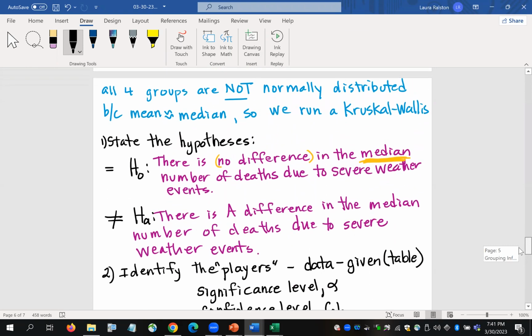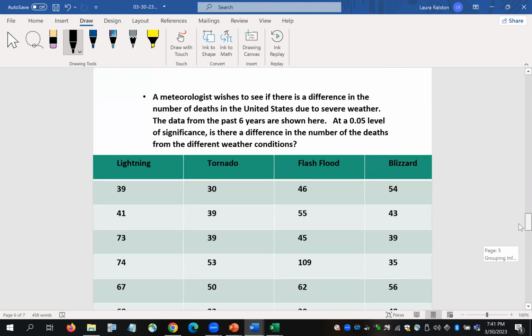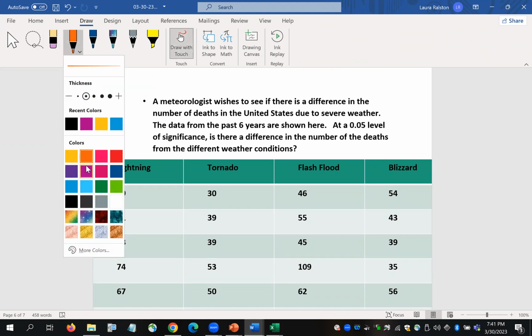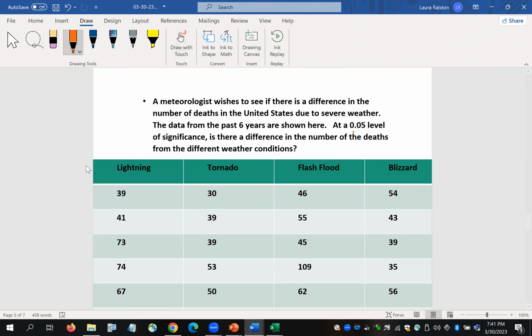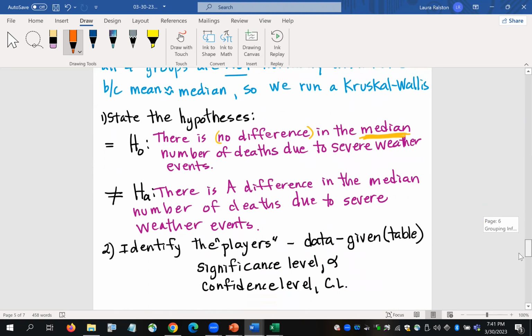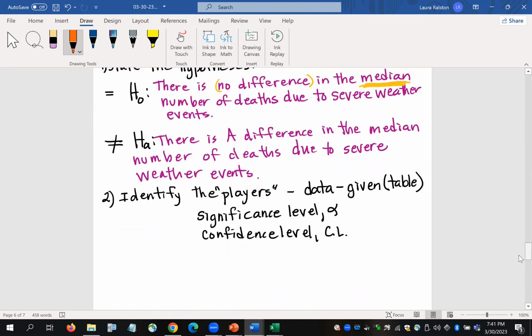So in this problem, let's see what it says. At a 0.05 level of significance. So my alpha is 0.05, which means my confidence level is 95%.